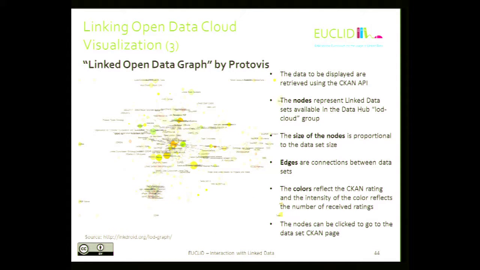There's also ProtoVis, also auto-generated. The main idea here is that the color and intensity of a node in the graph, so the color and intensity of a data set here, reflects user ratings related to the data set. So the more intense a node appears to you, the higher and better ratings that data set got.